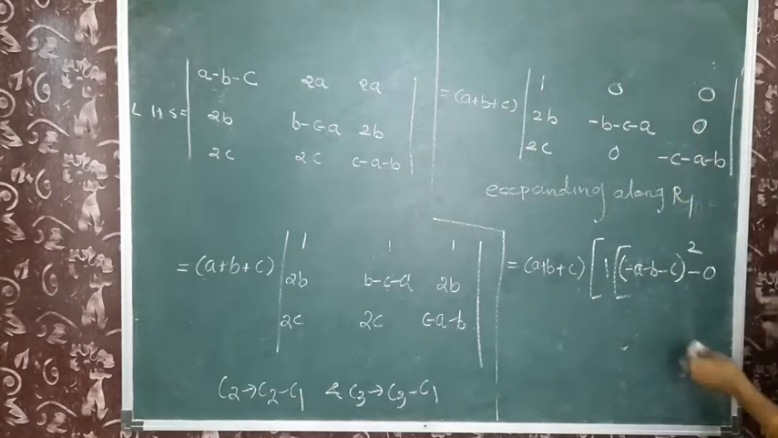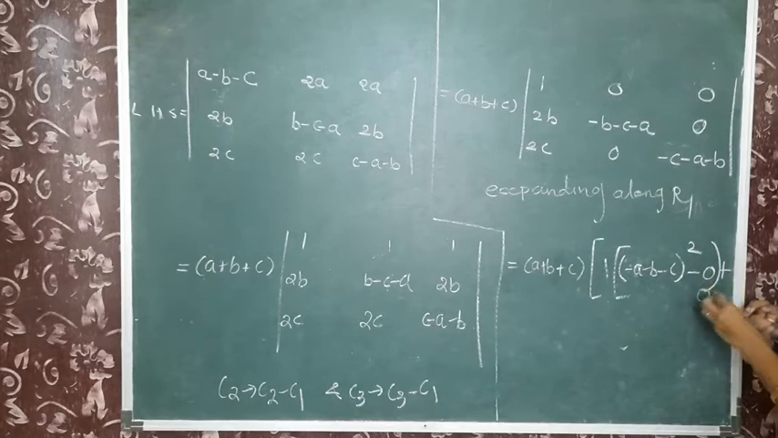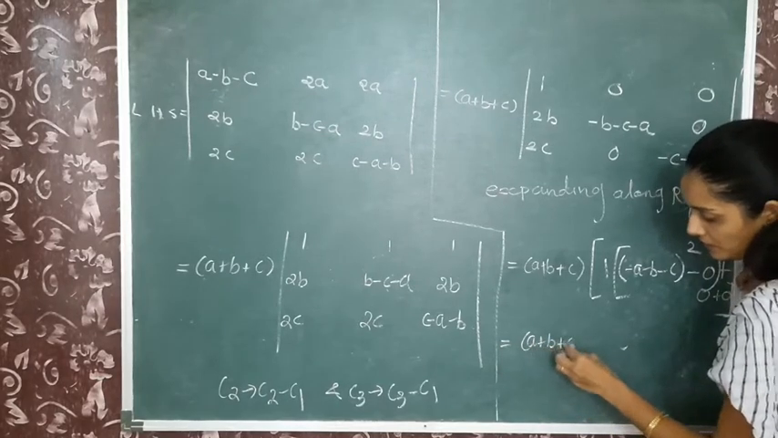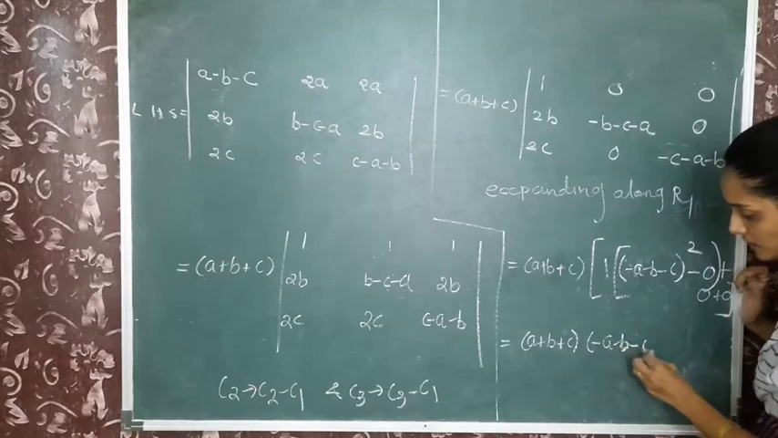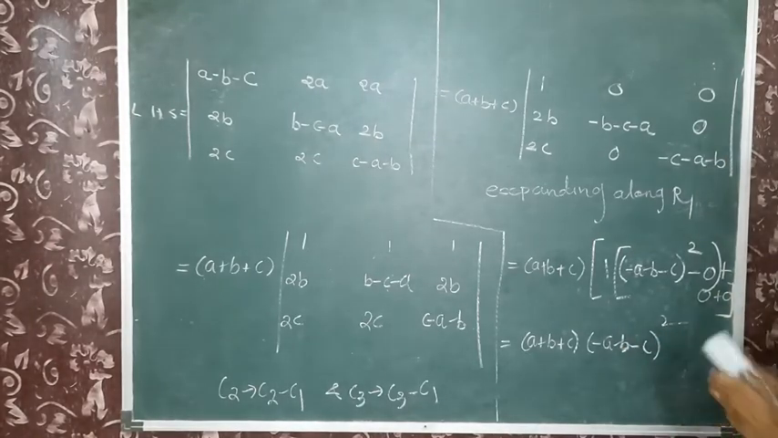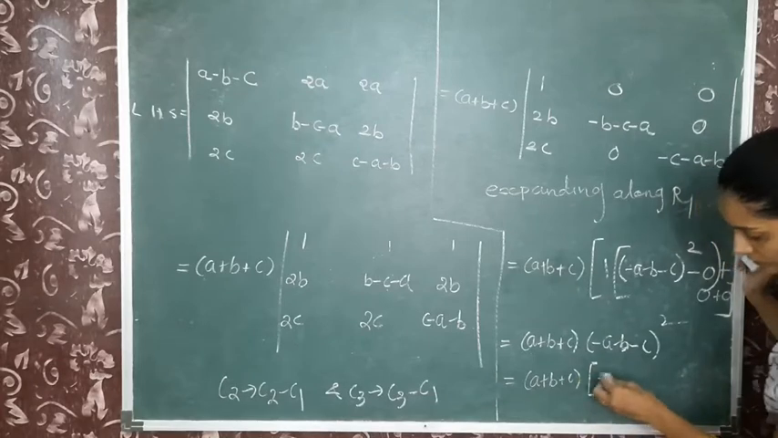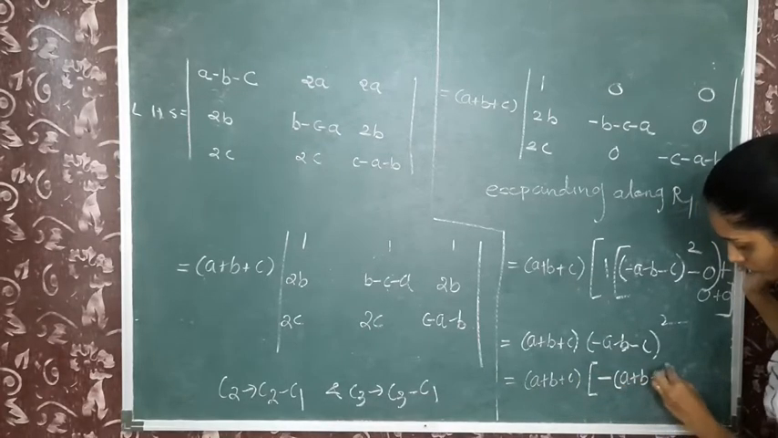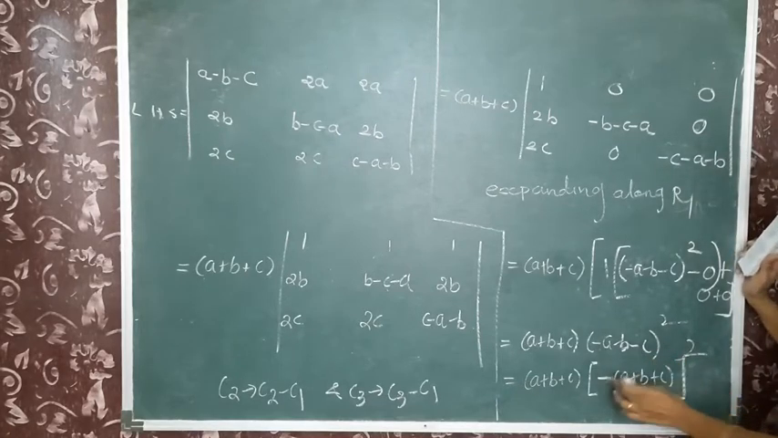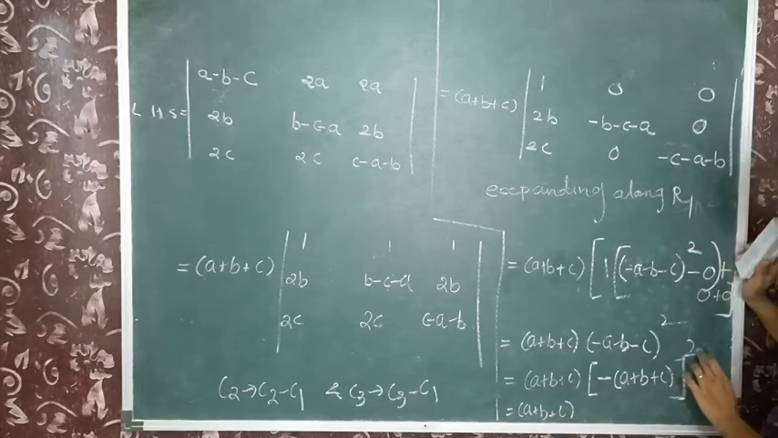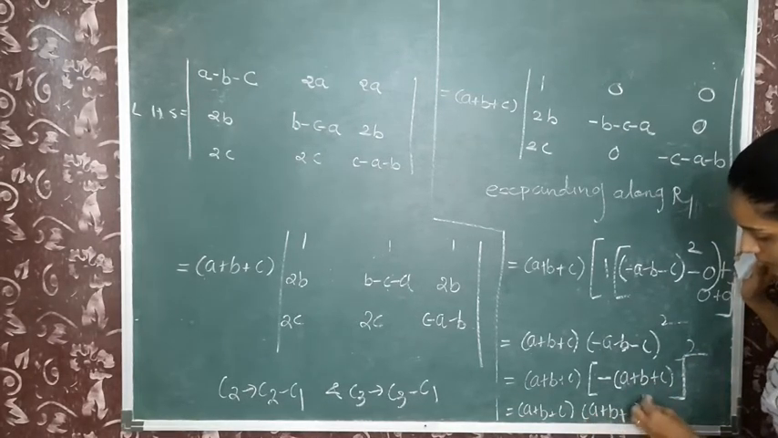Okay, second and third elements are 0, so now we have A plus B plus C and minus A minus B minus C all square. We can take minus sign common from this bracket, so here A plus B plus C, now A plus B plus C as it is. Minus square, that means minus 1 square, so it became plus 1. So the answer is A plus B plus C whole square.